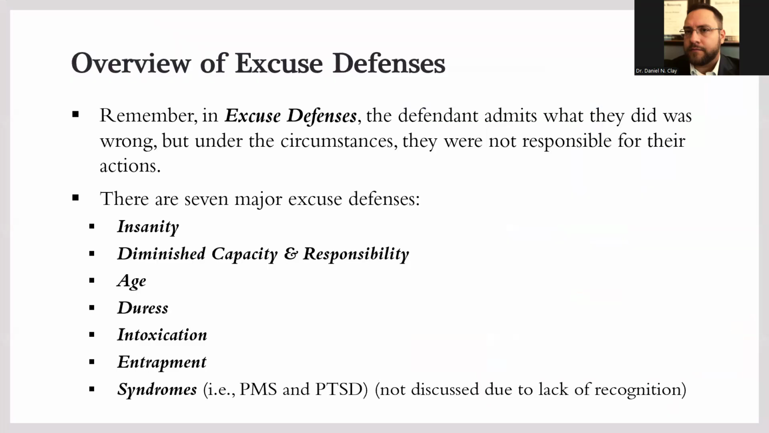So, for excuse defenses, the defendant admits what they did was wrong. Remember, with justification, you're saying what you did was right under the circumstances. For excuse defenses, you're saying what I did was wrong, but under the circumstances, I am not responsible for my actions. We'll talk about insanity, diminished capacity, age, duress, intoxication, and entrapment. One thing we will not talk about is syndromes. I know your book discusses it a little bit, including PMS and PTSD, but generally speaking, these are not recognized by law.